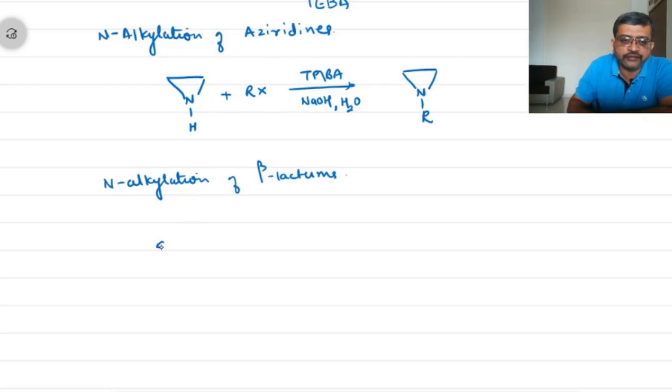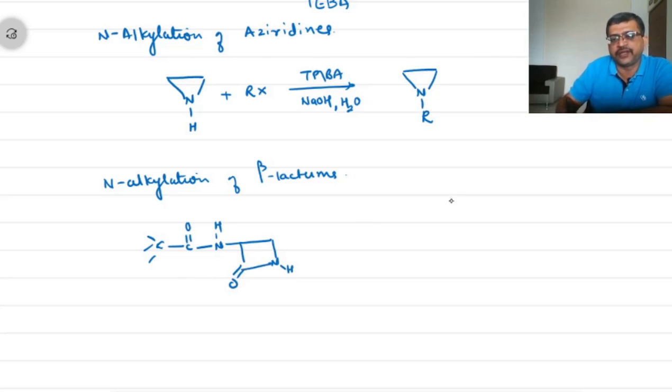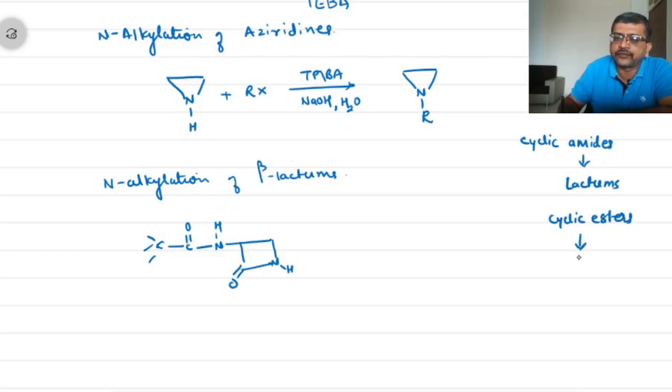Like for example, we have... what are beta lactams? Beta lactams are nothing but 4-membered cyclic amides. When amides are cyclic, we call them lactams. Similarly, cyclic esters we call lactones. Cyclic esters are called lactones, while cyclic amides are called lactams.